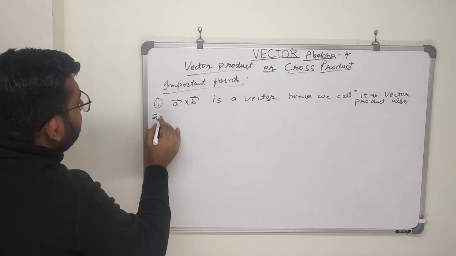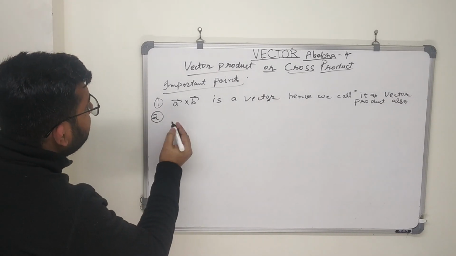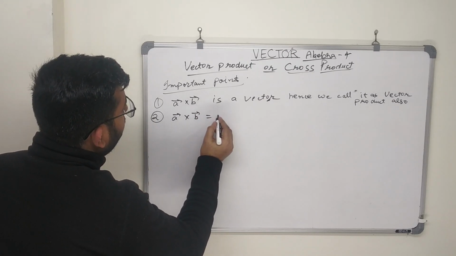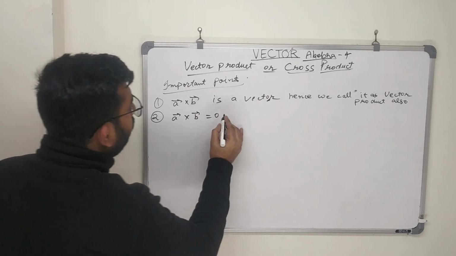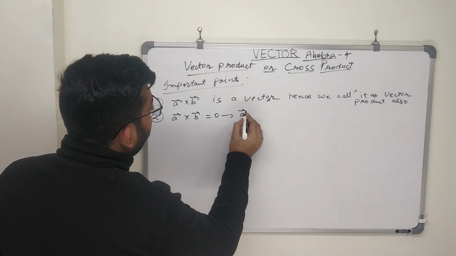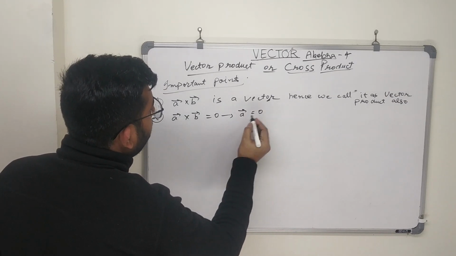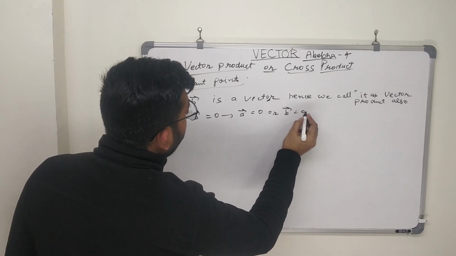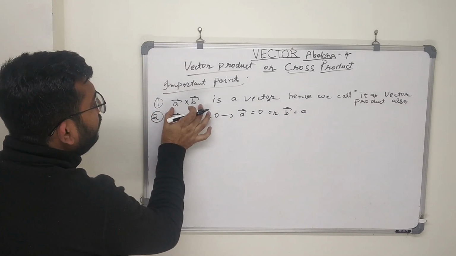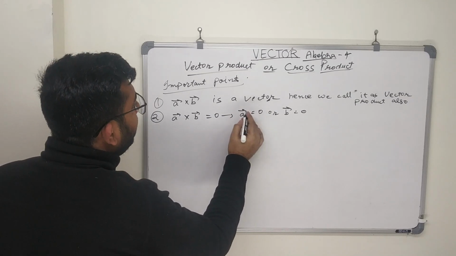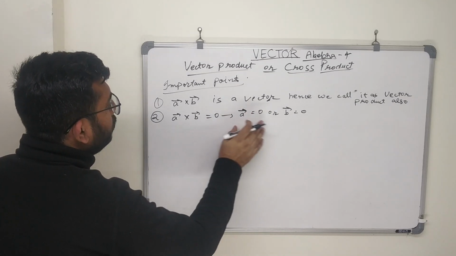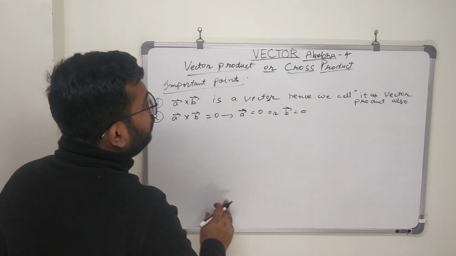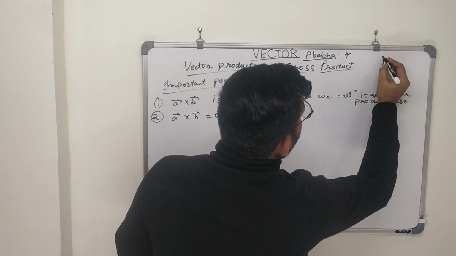Now the second point is cases when a vector cross b vector will be equal to 0. This will be 0 in case if suppose a vector is equal to 0, or you may call it b vector is equal to 0. If any one of the vectors is equal to 0, in that case a vector cross b vector will also be 0. You can understand this also with the help of the example we took earlier.